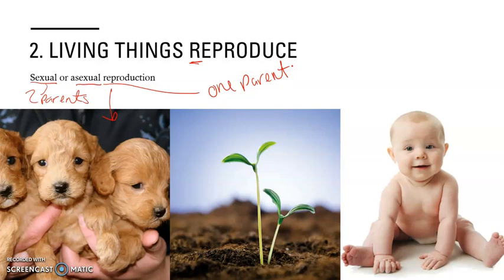Asexual reproduction is the way that unicellular organisms reproduce because they just make copies of themselves. And they just continue to make copies. You don't get the genetic diversity that you get when you have sexual reproduction, which the puppies, the baby, and the plants would undergo. So they're going to have more genetic variation than, say, a bacteria would.